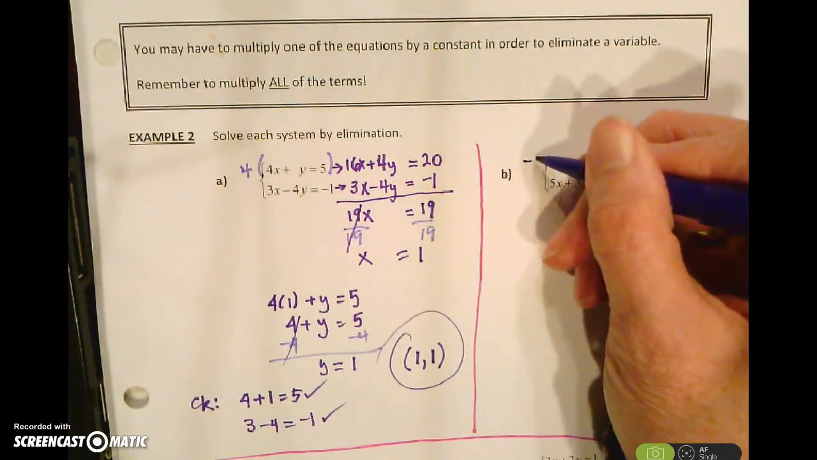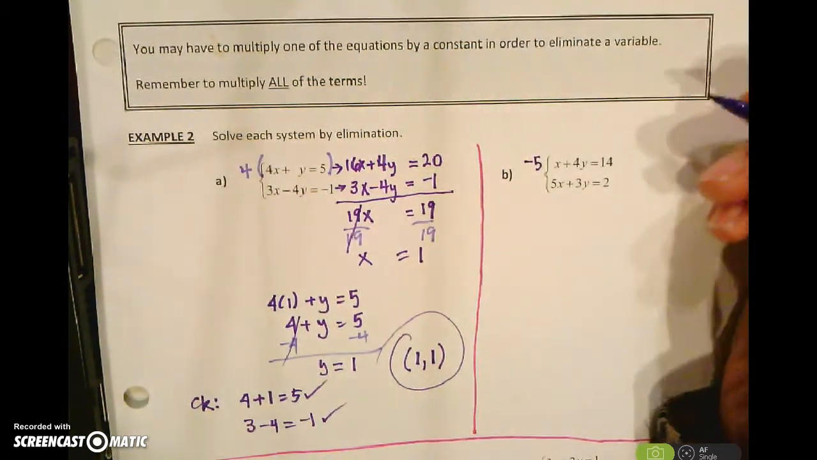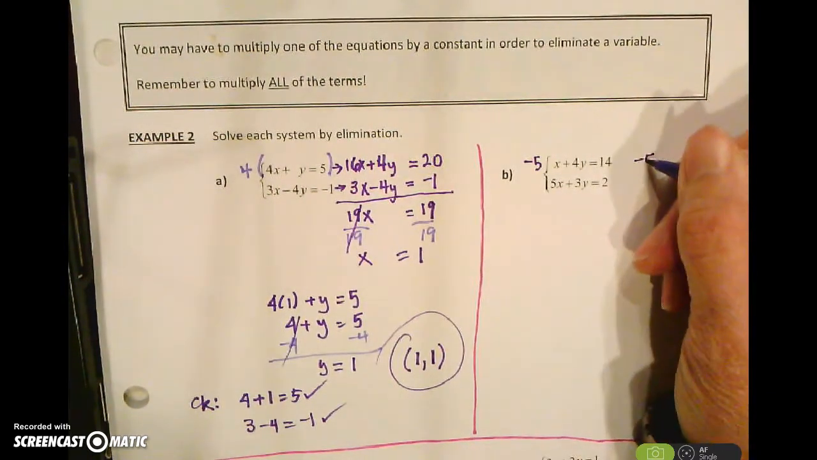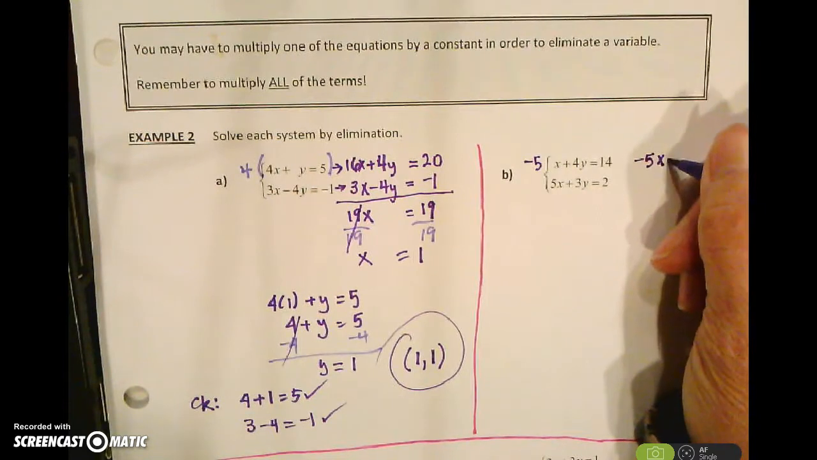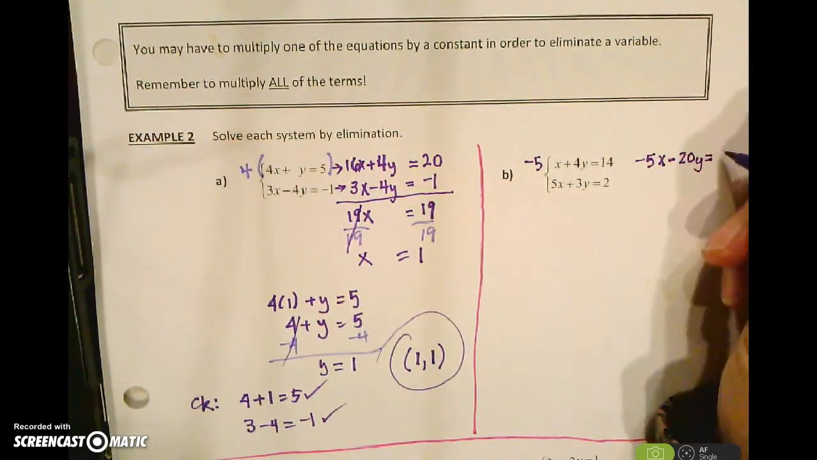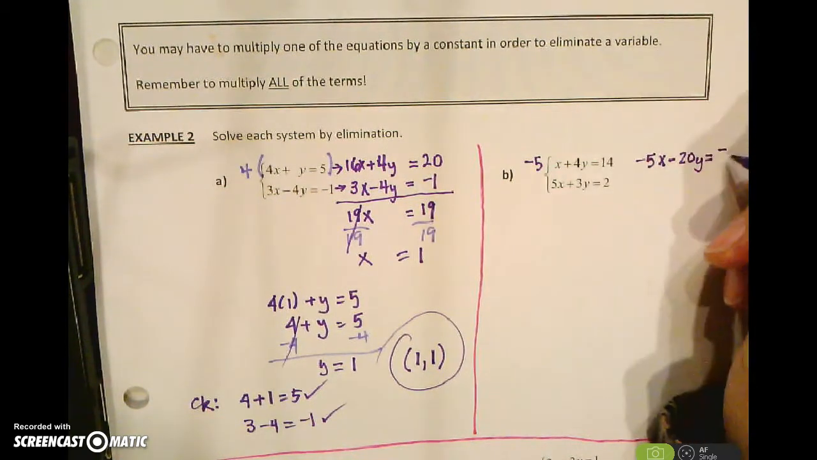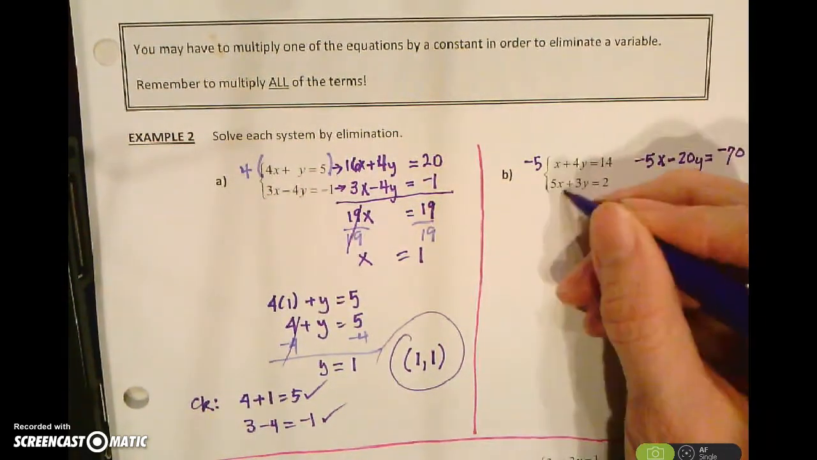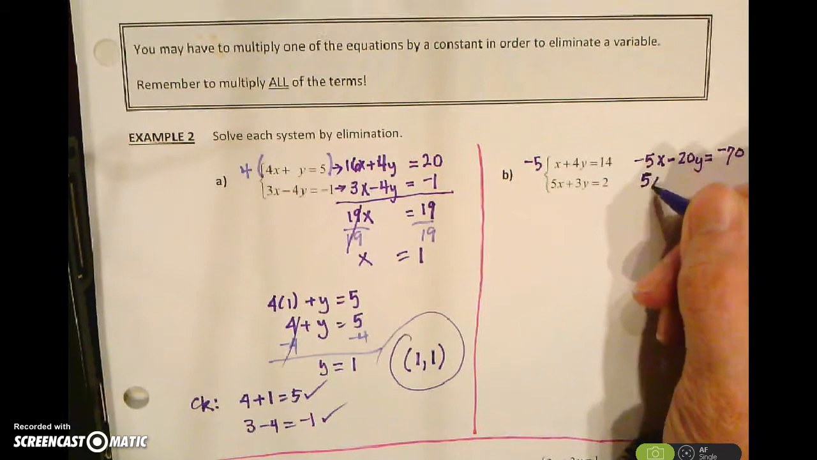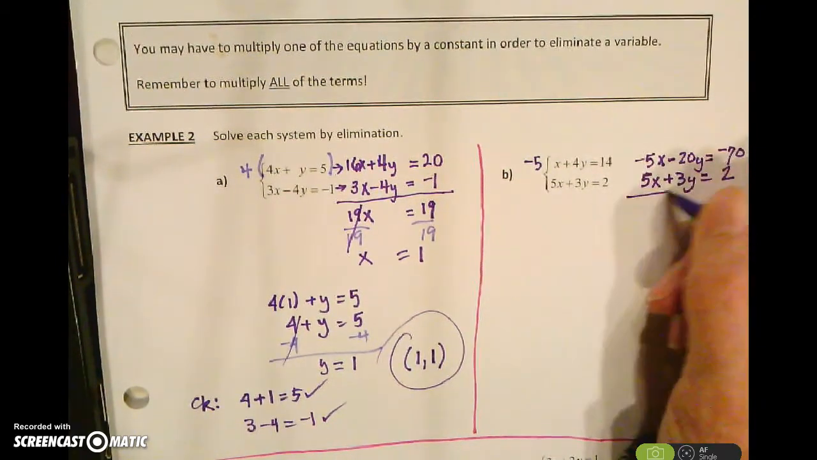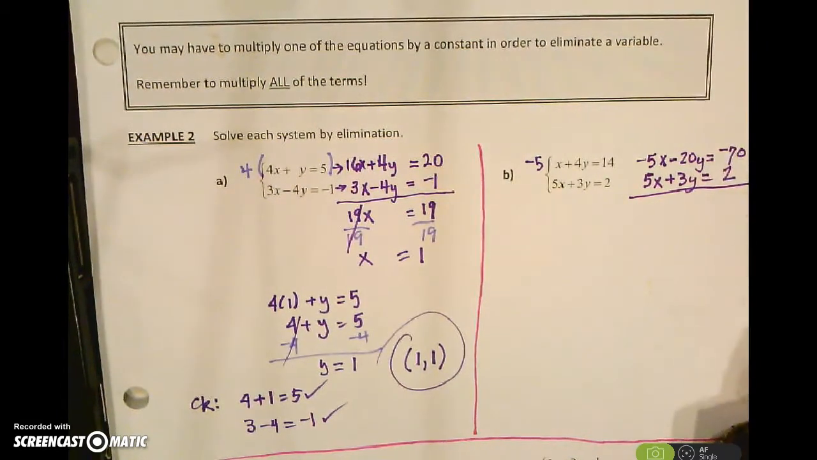So I'm going to multiply through the top row by -5, and that will give me -5x minus 20y equals, and then a negative, then 5 times 4 is 20, carry your 2, that's 70. Those are some big numbers. And then I'm going to copy over the second one, so 5x plus 3y equals 2. I'm going to add them together.